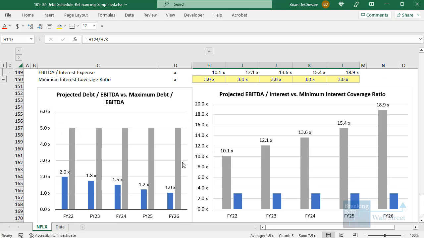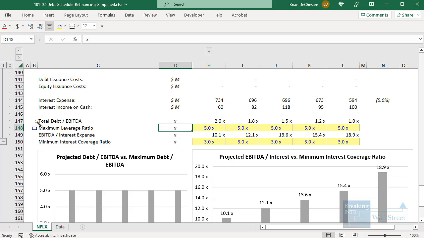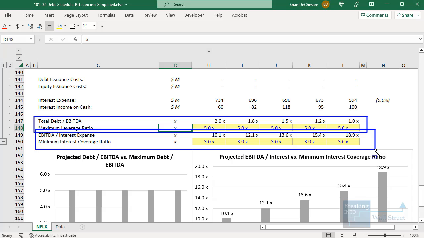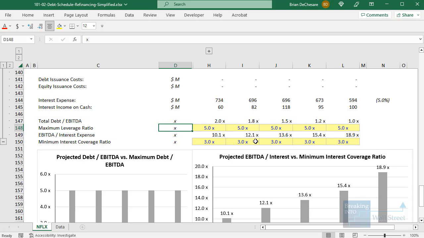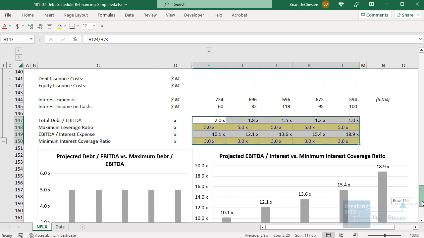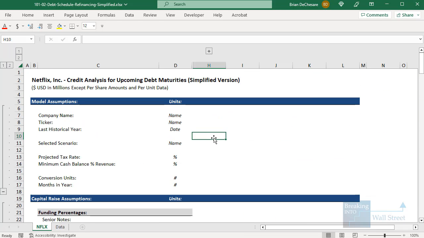And you can see I've also created some graphs here at the bottom. So this company has a maximum leverage ratio, a maximum debt to EBITDA of 5x, and then a minimum EBITDA to interest ratio, a minimum interest coverage ratio of 3x. And we can see that in the base case, they're completely fine. There's nothing interesting to say about this. Using 100% debt is clearly okay in this case.